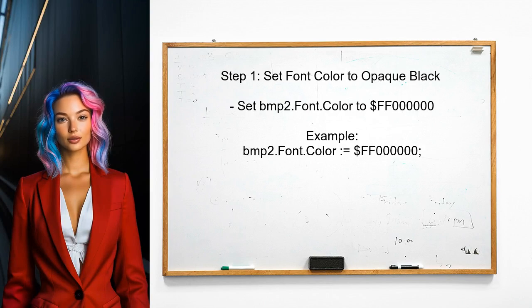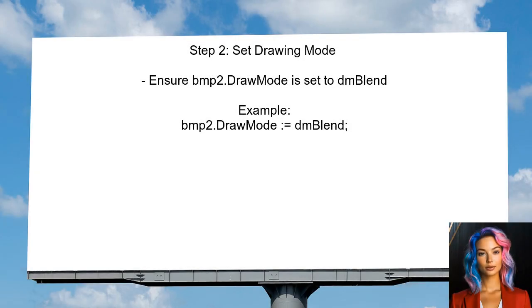To begin resolving the user's issue, we need to ensure that the text is rendered correctly on the semi-transparent bitmap. The first step is to set the font color to a fully opaque black. This will ensure that the text does not have any transparency. Next, the user should modify the drawing mode of the second bitmap.